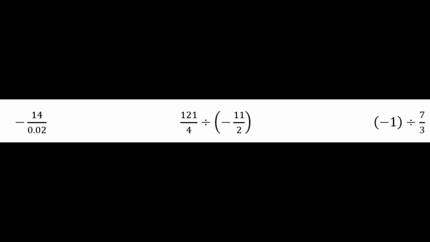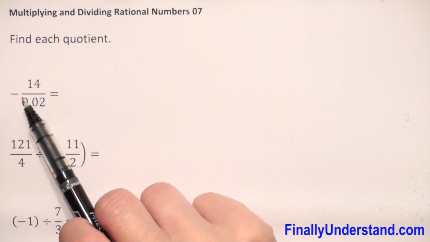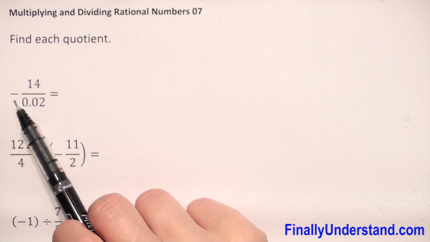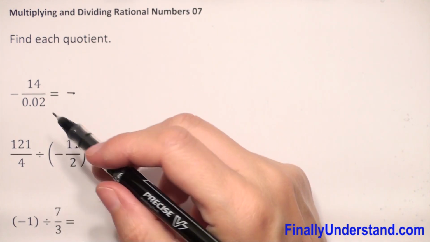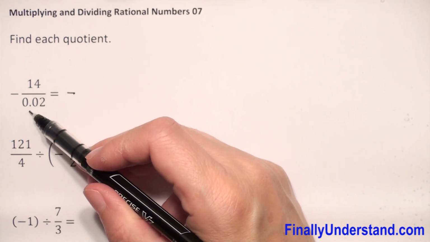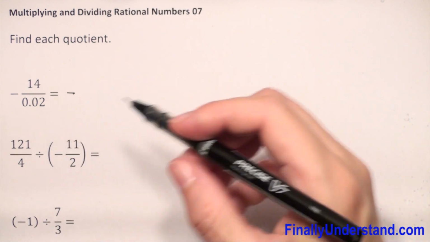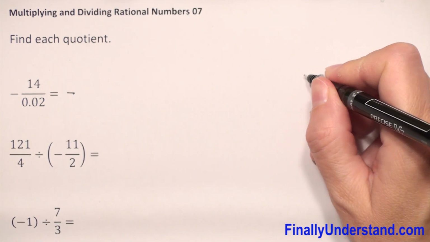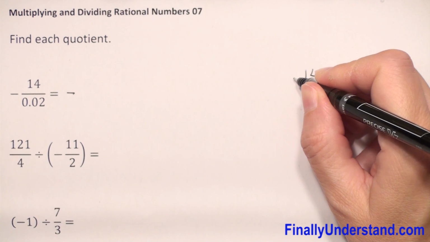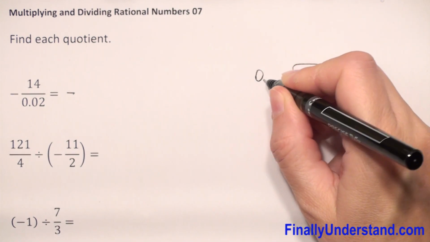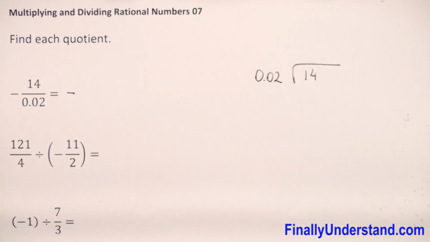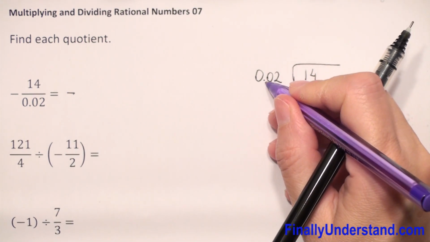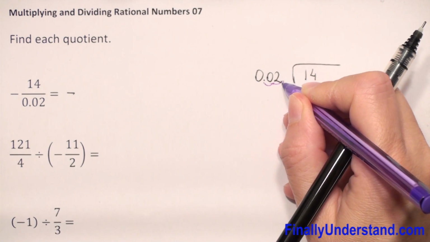We have to divide rational numbers. Before this whole fraction, we have this negative sign, so we have to copy this negative sign, and now we have to divide 14 by 0.02. Divisor cannot be a decimal number, so we have to move the decimal point 2 times to the right.